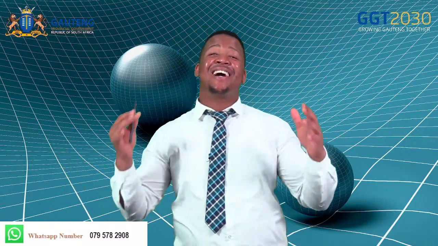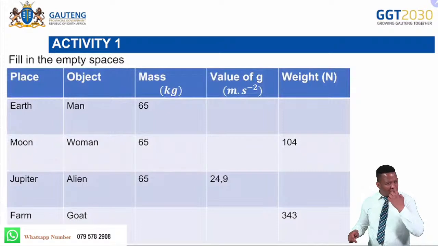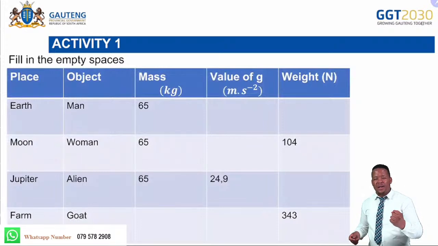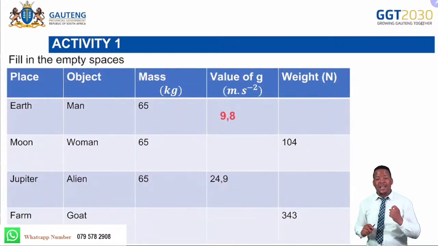How do you find activity 1? Is it challenging, tricky, or easy? All right, so look at it. For the first one there, Earth, we have a man who has the mass of 65 kilograms. Do you know the value of G, of the gravitational acceleration on Earth? Yes, it's 9.8.